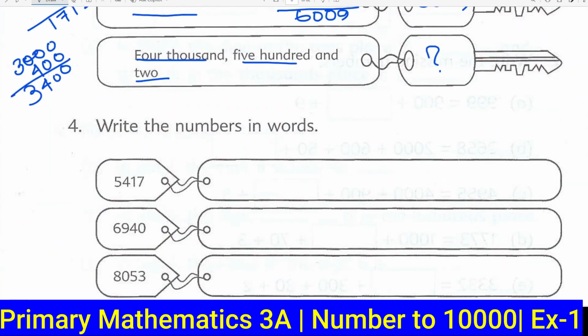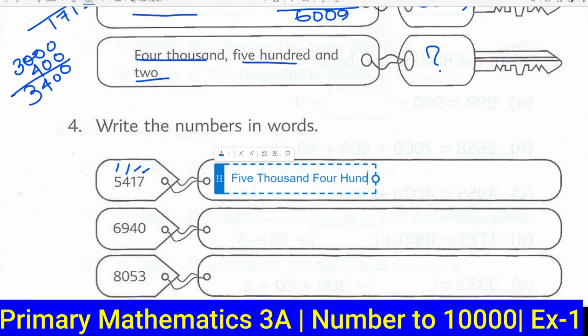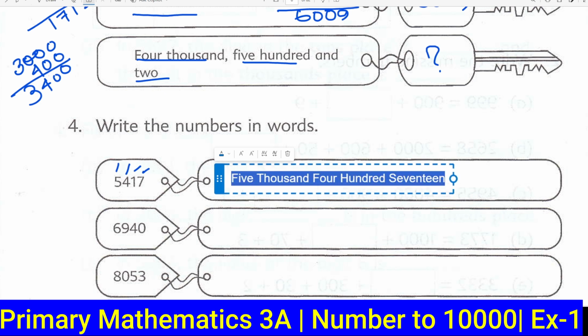Next, here is 1 digit, 10 digit, 100 digit, 1,000 digit. So 5,000. So we can write this one like in here. It's a 5,400, right? 417. 17. Okay. So very simple. We can write this one.